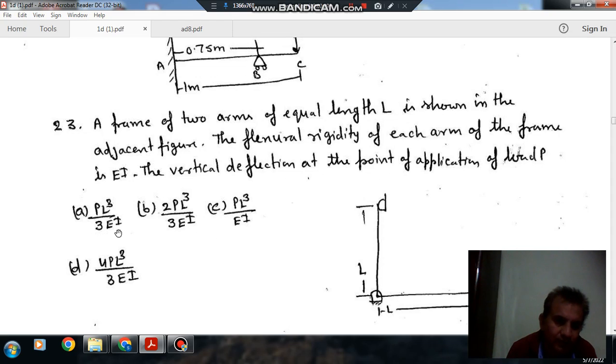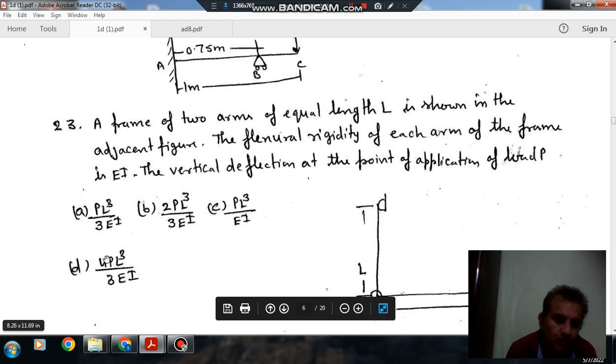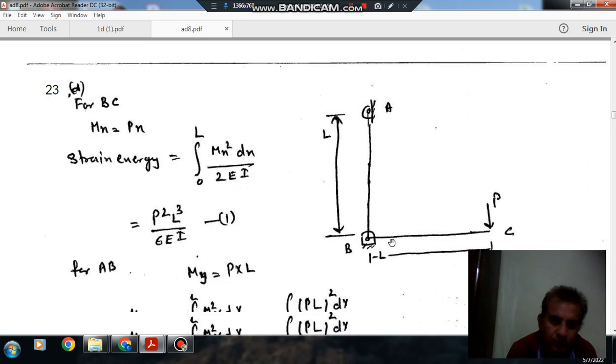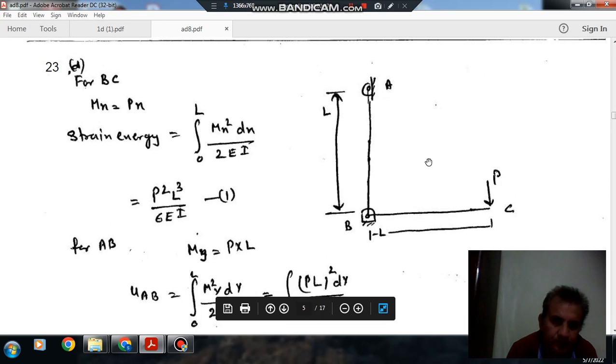Option A: PL cube by 3EI. Option B: 2PL cube by 3EI. Option C: PL cube by EI. Option D: 4PL cube by EI. So this is the frame given. Load P, length L, this length is L. Okay, so this length is L, this length is L, and P is the load.